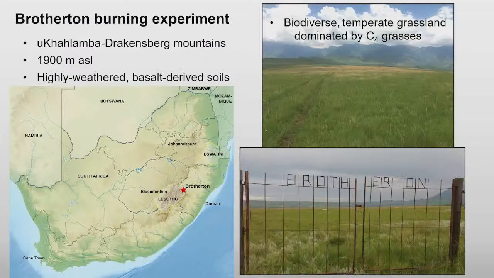Our study took place at the Brotherton Burning Experiment, which is located in the Drakensberg on the border of Lesotho. The soils are typical of that region. They're highly weathered and basalt derived, and the vegetation is diverse and dominated by C4 grasses, particularly Themeda. But the biodiversity is contributed mostly by the forb component.